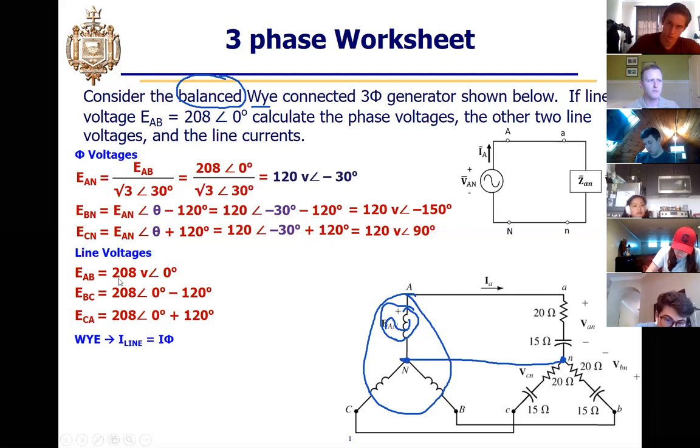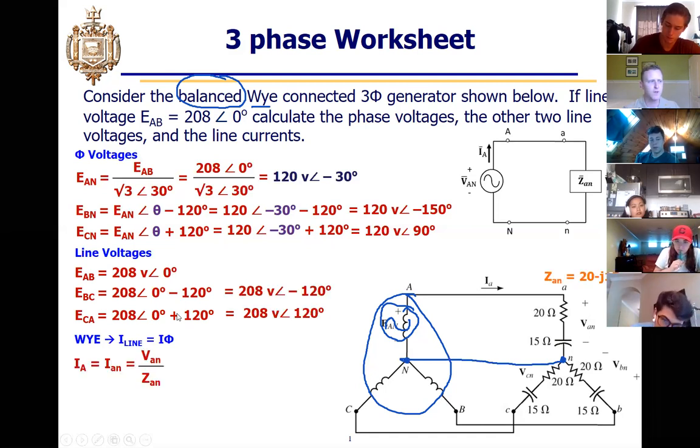I can do my line voltages. The other line voltages, it's 208, and we change it. It's a balanced system. We change it by 120, change it by 120, and that's it.